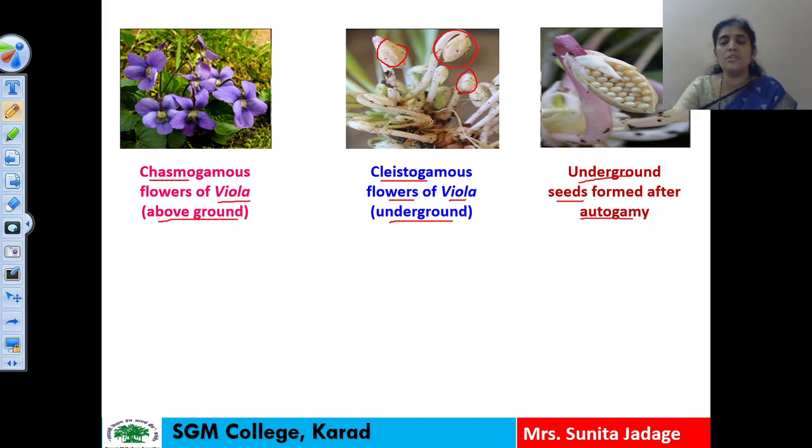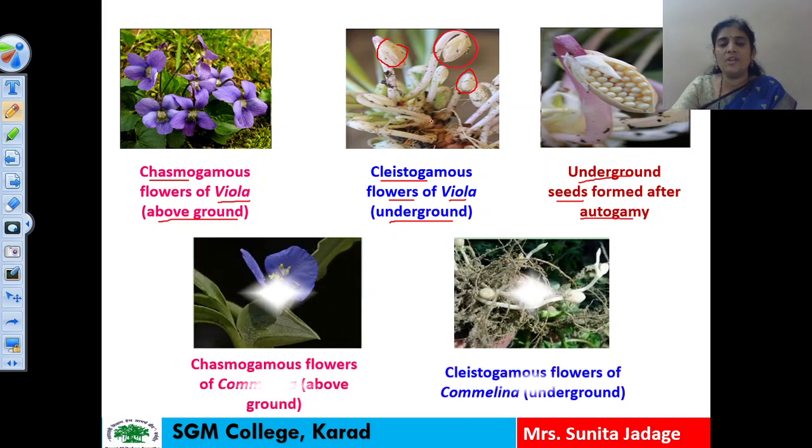These are the flowers of the Viola. Now let us see the flowers of the Commelina bengalensis. Here the violet or blue colored flower is the chasmogamous flower of the Commelina, which is present above the ground, and these are the cleistogamous flowers. You can see here a number of flowers, and these cleistogamous flowers are present underground, and they are responsible for self-pollination or autogamy.